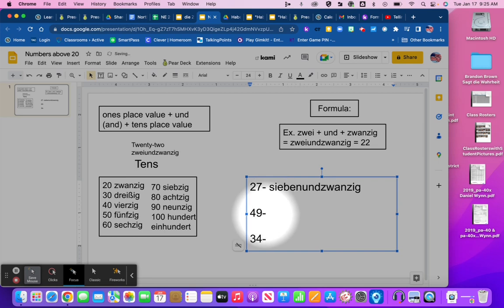So 49, how would you write that? Well, ones number first. We have 9. Add the and, or und. 9 und. How do you say 40? Come over here. 40. 49 is neunundvierzig. 9 and 40 is 49. 34 would be, you guessed it, 34.